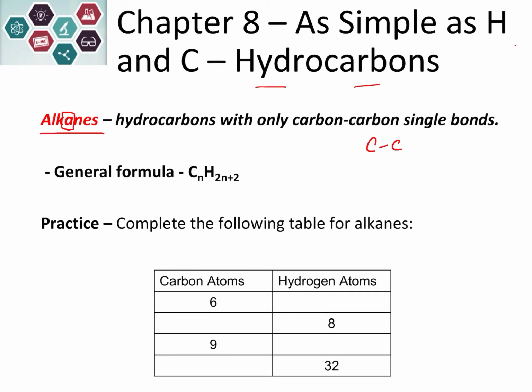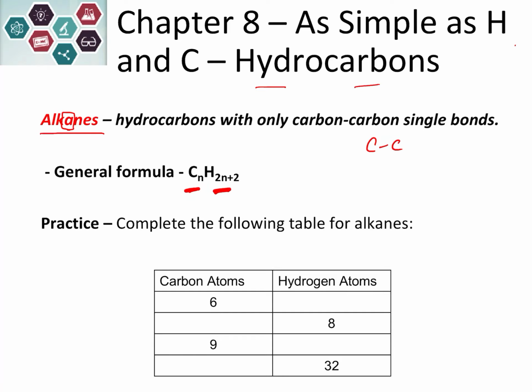If this is the case, the relationship between carbon atom count and hydrogen atom count is always going to be the same. So the general formula for alkanes is CnH2n+2. What this means is if you know the number of carbons, which would be n, you can take that times 2 plus 2 to get the number of hydrogens. You can also figure out how many carbons if you know hydrogens, set that number equal to 2n+2 and solve for n to get carbon.